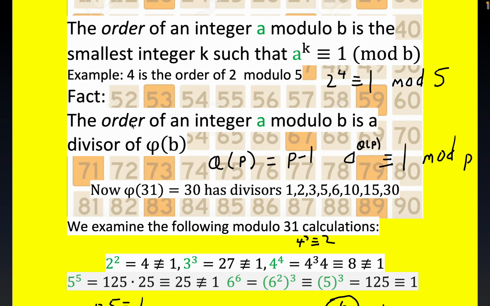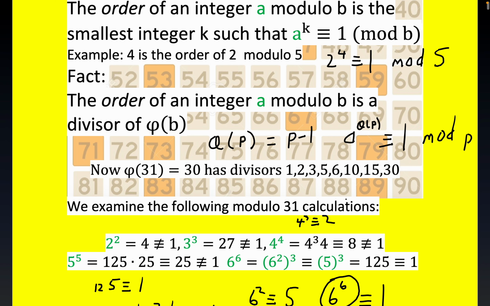Some of these facts are non-trivial to prove. This is just a definition here. This requires some work to prove that the order of an integer is a divisor of phi of the modulus. So, and I chose a prime number just for grins. We could have used numbers other than prime numbers here, but it's just easy. You can quickly write down what phi of any prime number is. So I used it. 30 turns out to have these 8 divisors. And so I didn't check any of the others. 10 may work, 15 may work, 30 may work, I don't know. But I know that 6 worked.